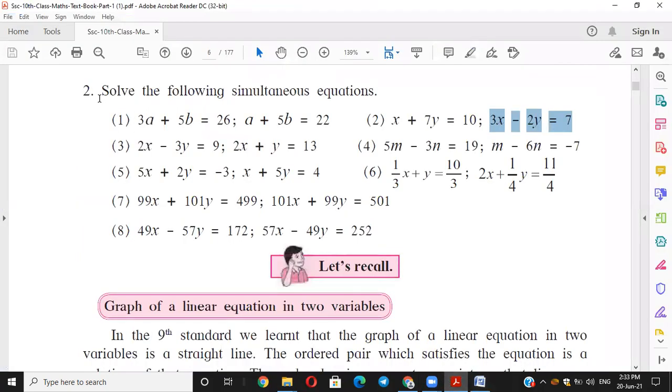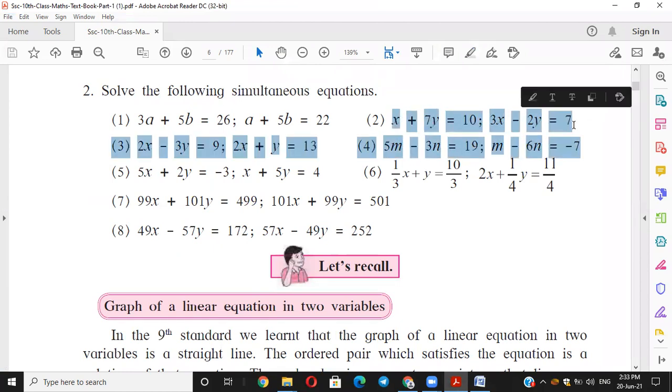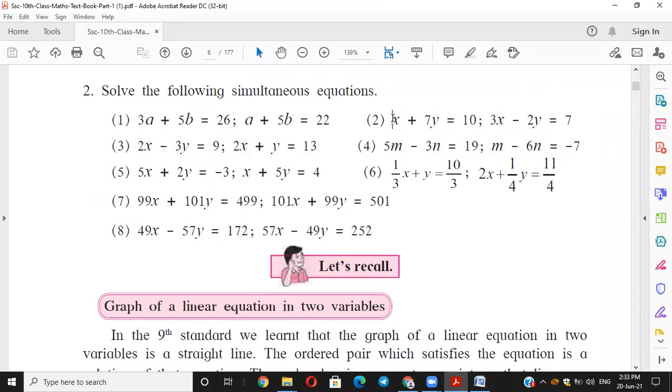So your practice test 1.1. Problem set number 2, where you are given two equations. The solution to this equation is x equal to 3 and y equal to 1.